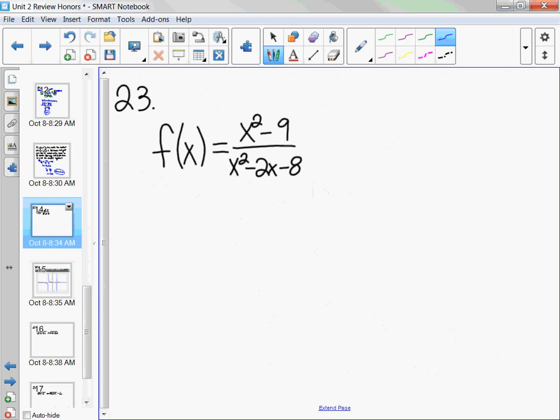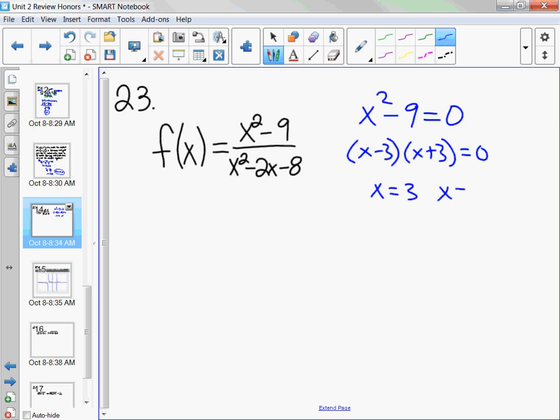Okay, number 23. We need to identify the intercepts and the asymptotes of this function. First of all, to find an x-intercept, you set the numerator equal to 0. x squared minus 9 factors to x minus 3 times x plus 3. I could have also added 9 to both sides and taken the square root of both sides, but my two solutions are 3 and negative 3. So this is where it crosses the x-axis, at 3 and negative 3.